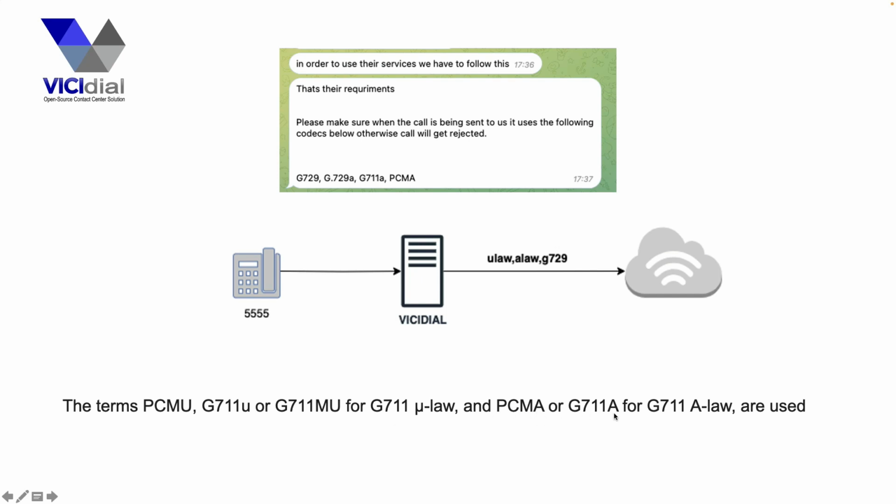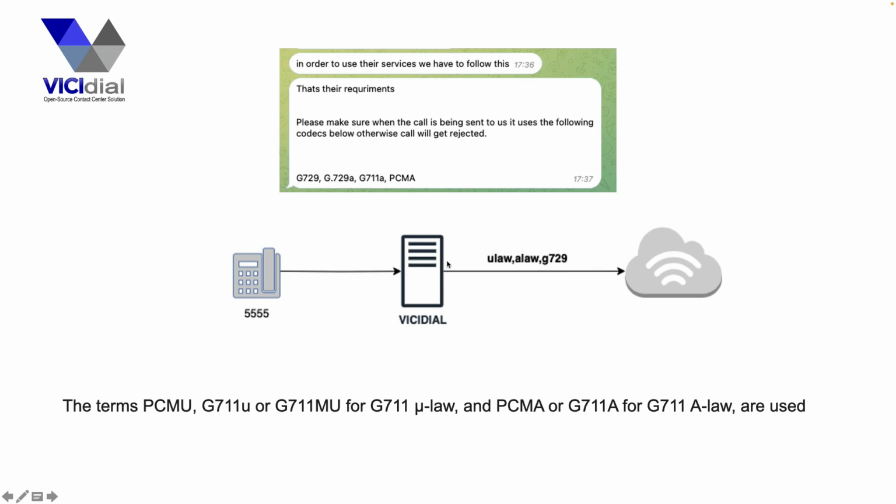It's the same about PCMA as well. PCMA means G711A or G711ALAW. They are all the same. For example, here, the mistake that our friend made is that he said, I want to use G711A or PCMA. Both of them are the same, and in VICIdial, we name it ALAW. So we are using the name ALAW. With that said, let's go to our VICIdial and configure our trunk sequence.